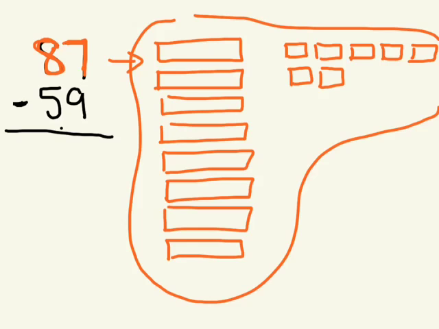So you look here. We're going to start with our ones. So I have 7 ones, 1, 2, 3, 4, 5, 6, 7, but I have to take 9 ones away. Do I have enough to take them away? No. So what am I going to do? How can I make 10 ones from this picture? You see this? You have to erase that.